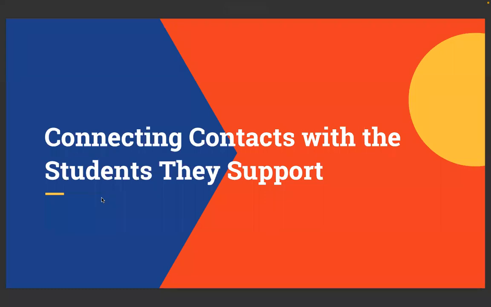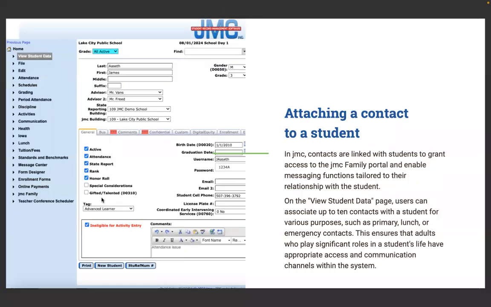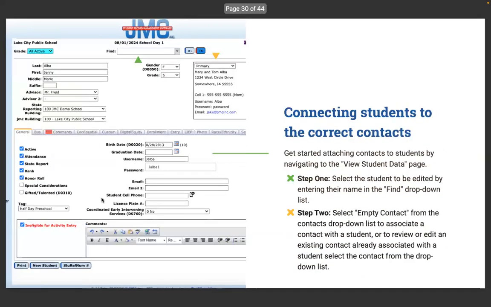Connecting contacts with students they support. In James C, contacts are linked with students to grant access to James C Family Portal and enable messaging functions tailored to their relationship with the student. On the View Student Data page, users can associate up to 10 contacts with a student for various purposes, such as primary, lunch, or emergency contacts. This ensures that adults who play significant roles in the student's life have appropriate access and communication channels within the system. To get started, attach students by navigating to the View Student Data page.